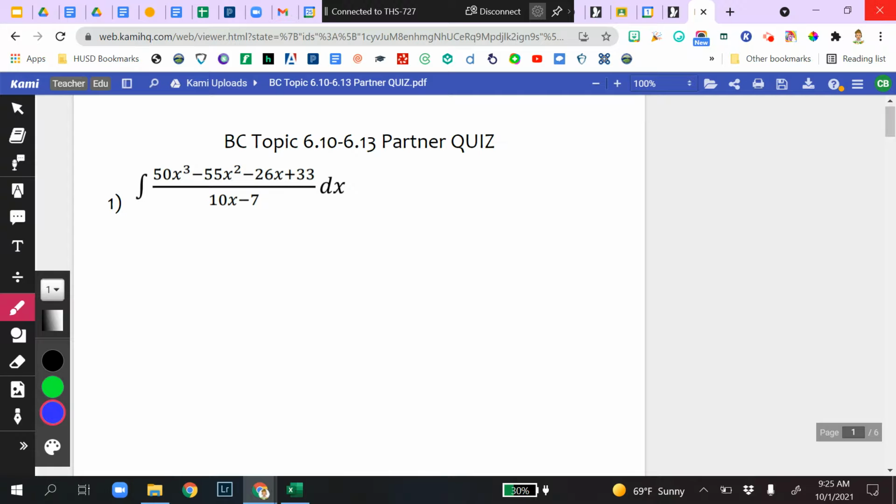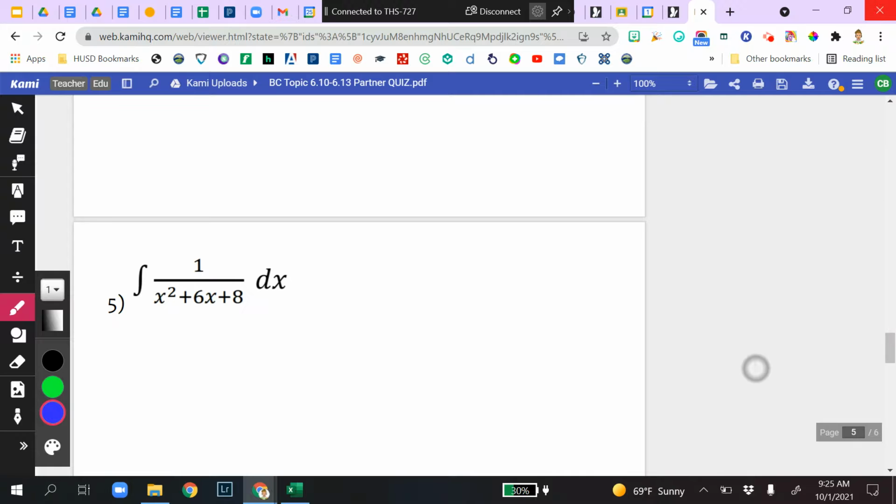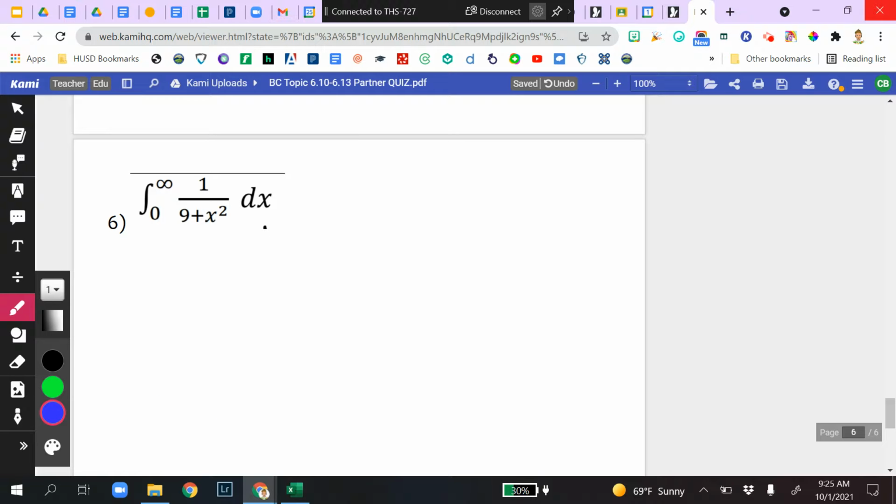All right, let's take a look at number 6. See if I can do that one. I also want to grab here. Let's see. Partner quiz key. All right, we'll see if I can figure it out from the key here.